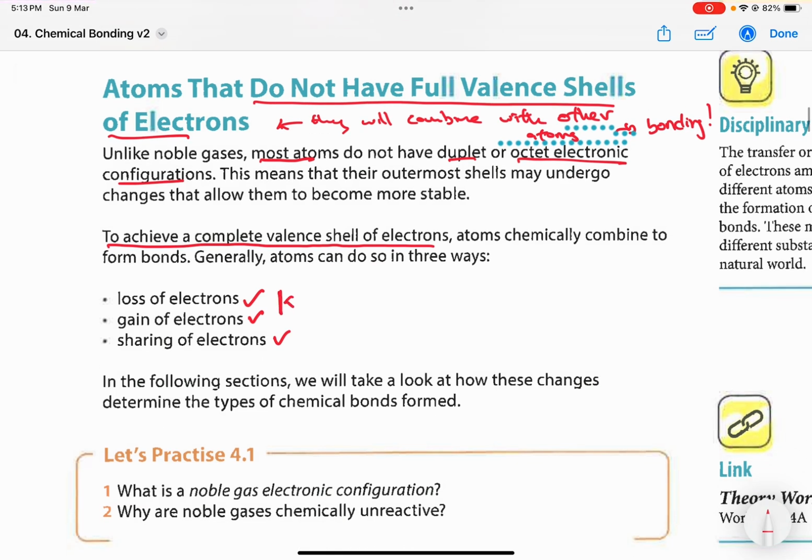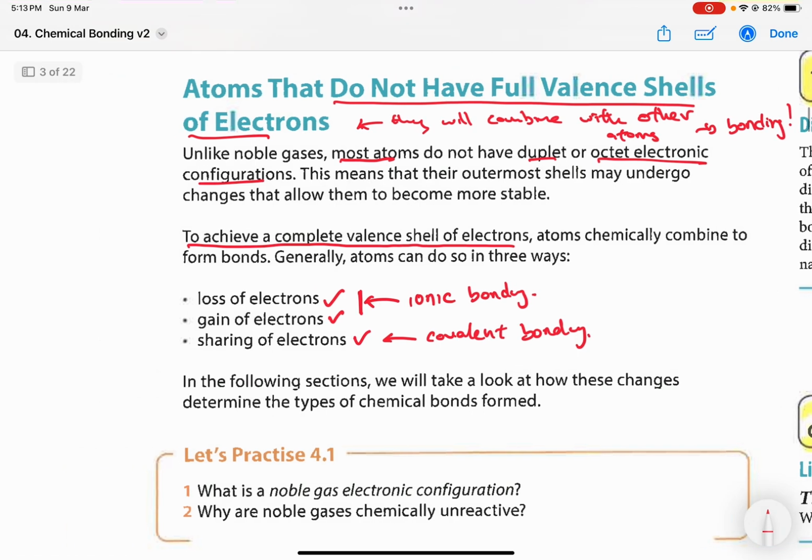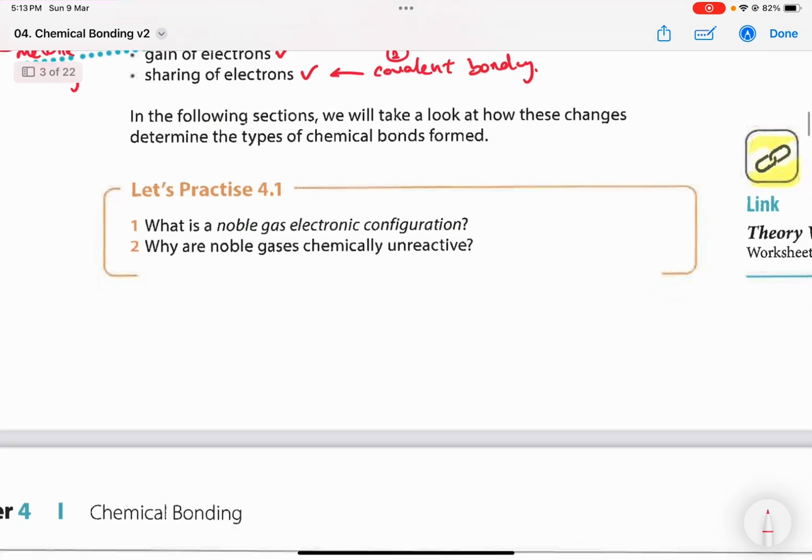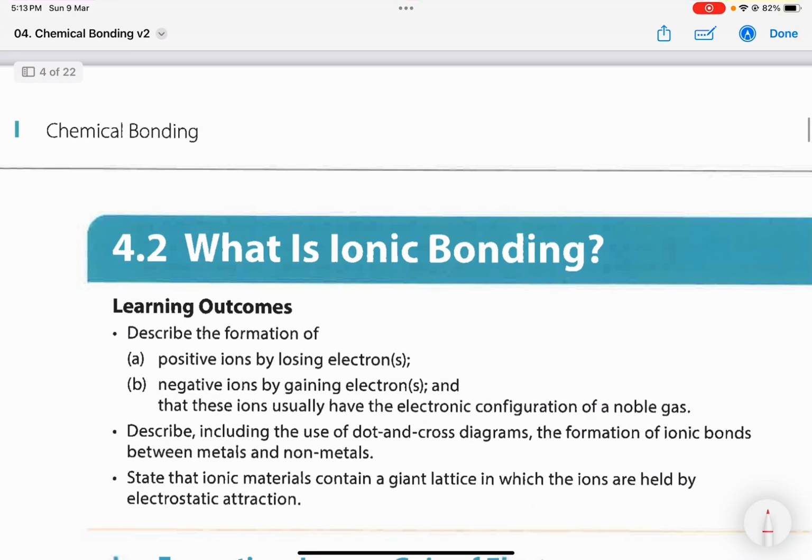For the loss and gain of electrons, typically we will look at ionic bonding. For sharing electrons, we will normally look at it from the covalent bonding point of view. And take note, metallic bonding is actually about the loss of electrons, focusing solely on the loss of electrons. We're going to cover ionic bonding first, followed by covalent, and lastly metallic. Let's go. So what is ionic bonding itself?